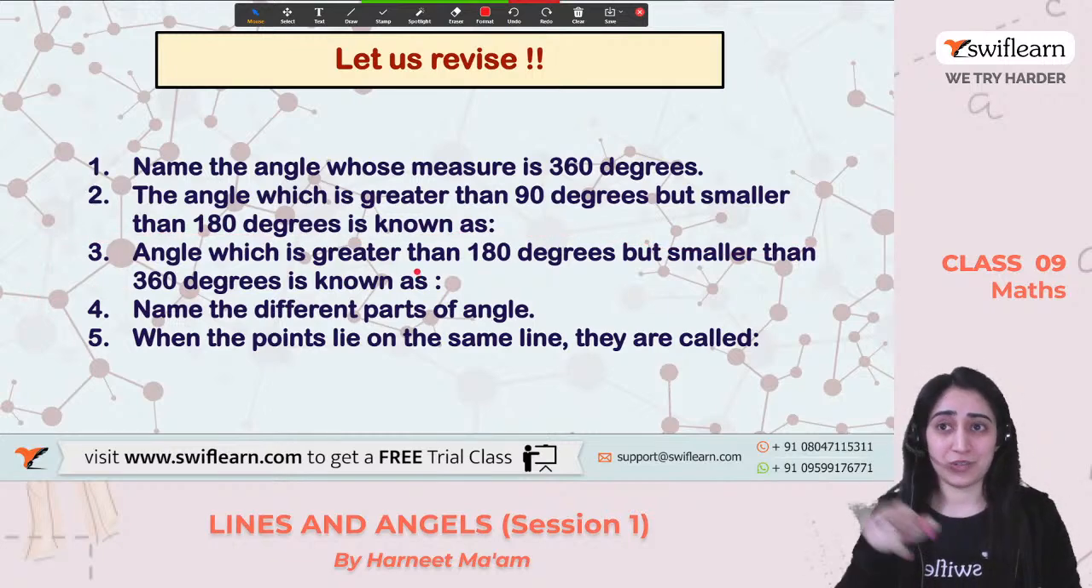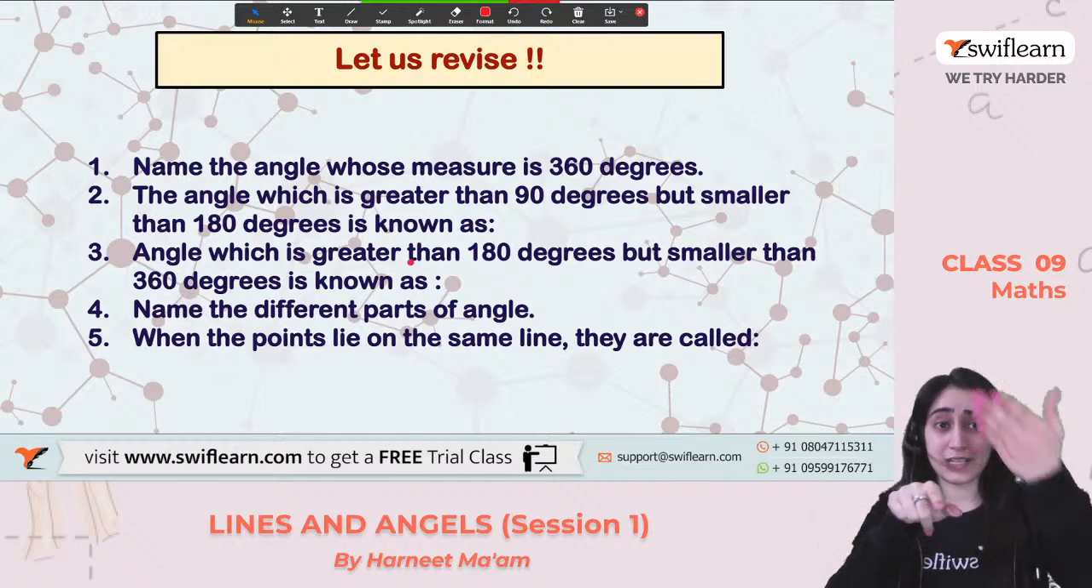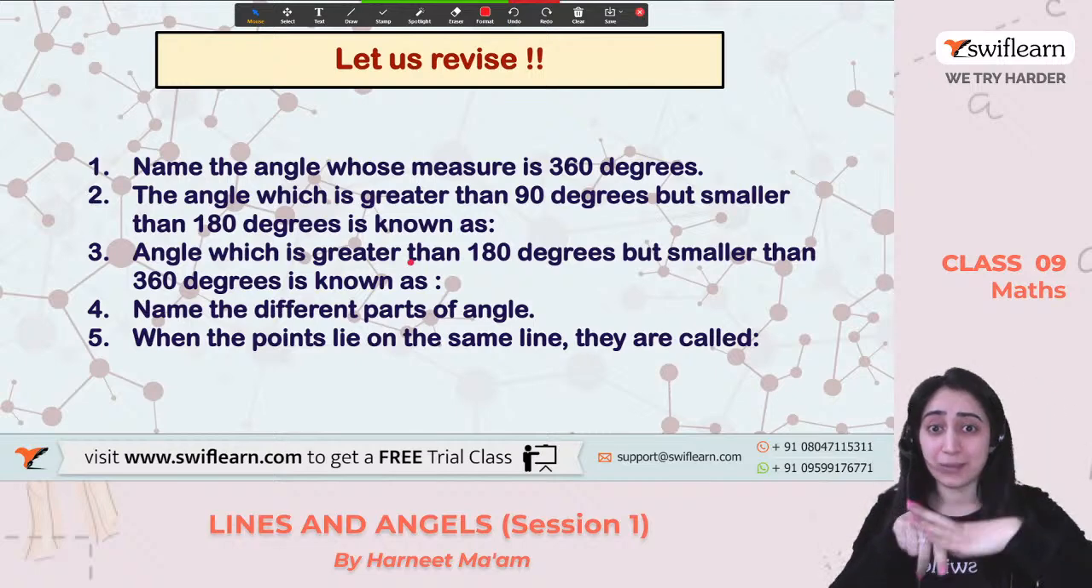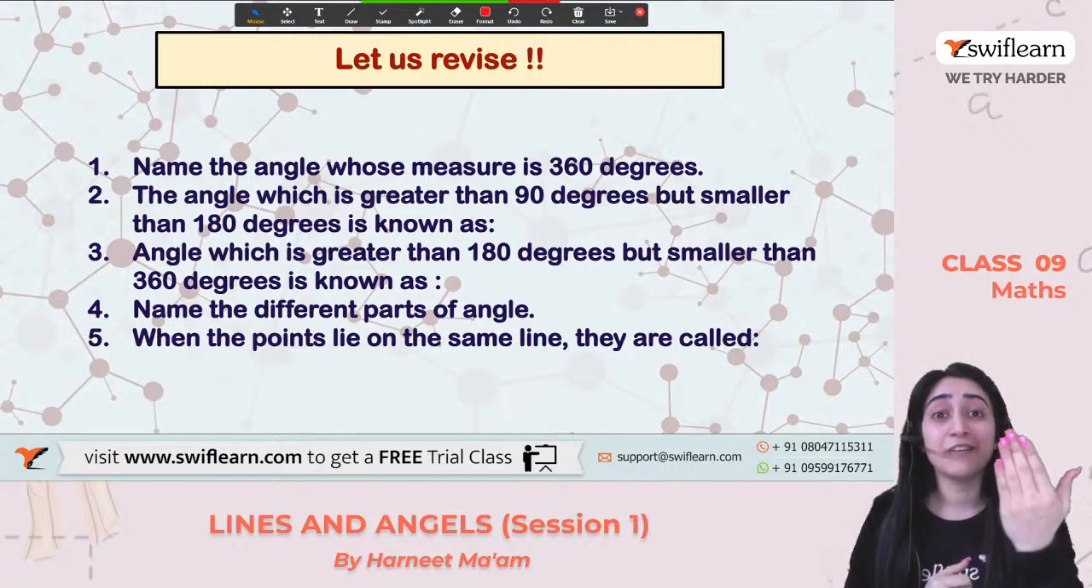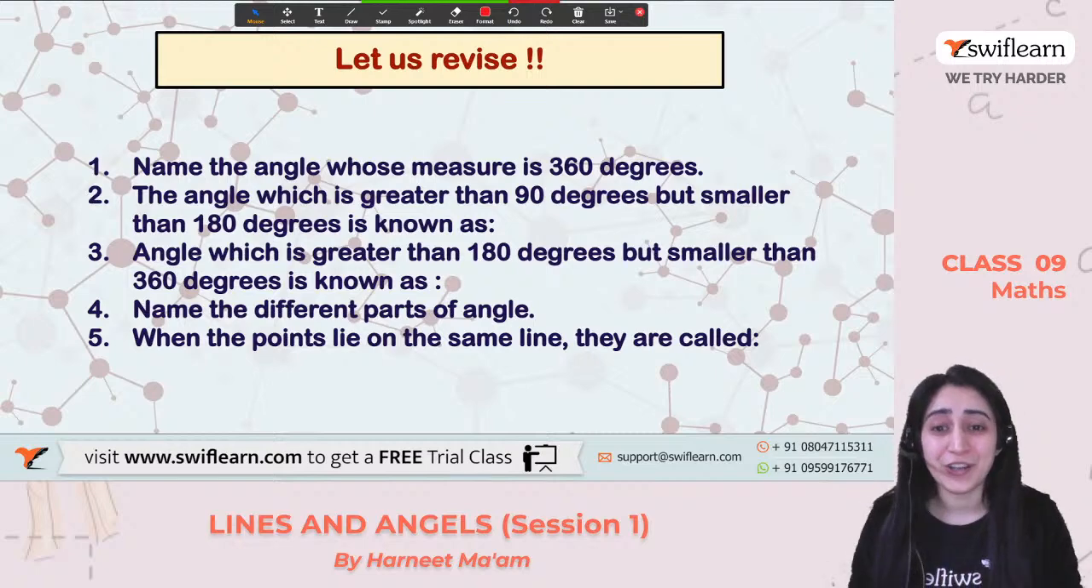The angle which is greater than 180 degrees but less than 360 degrees. So it's greater than the straight line. It is coming down, like something at the back coming down, but it's less than 360 degrees. We call it a reflex angle. Well done. Good.